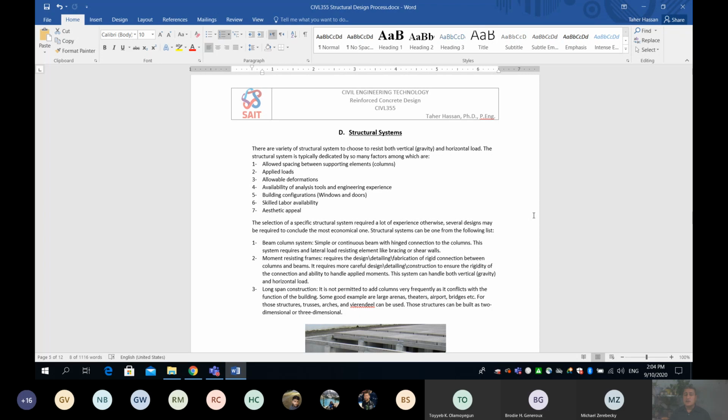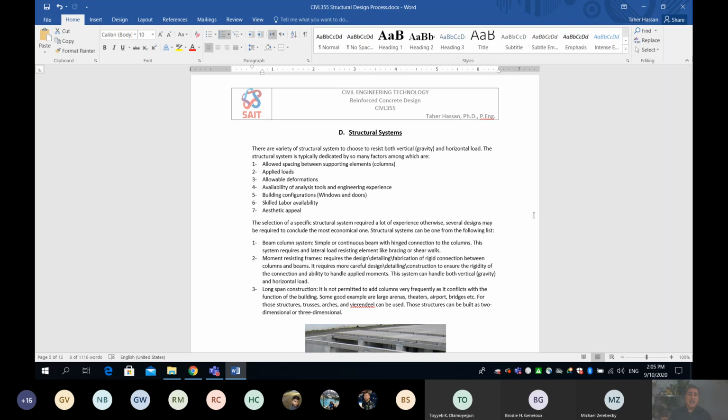Number two on the list is the applied loads. Sometimes the loads are very light, and sometimes the loads are very heavy. So the applied load is another factor. Number three is the allowable deformation. Are we allowed to have a deformation of 2 millimeters or 5 millimeters, or can we accept a way bigger deformation? This is also a factor when we choose.